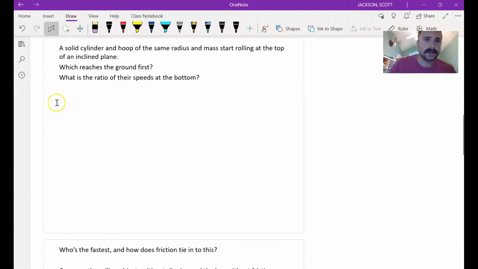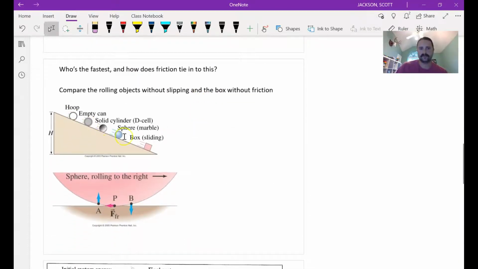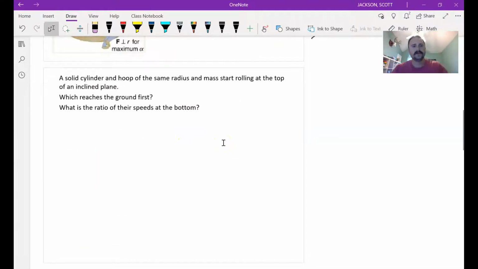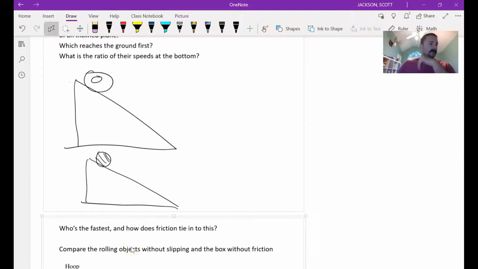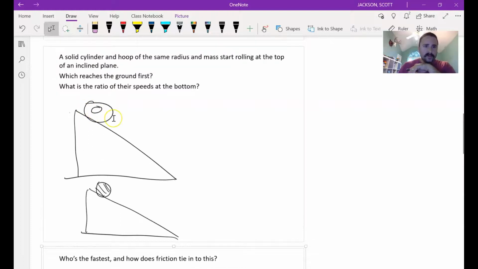So now, let's take a look here and look at things going down the hill. They will do this a lot, so they'll race different things down a hill, and they want to know which one gets there first. Right? So let's talk about, so here, sorry about that, we want to see a hoop and a cylinder and which one reaches the ground first. And we can look at this in terms of energy.